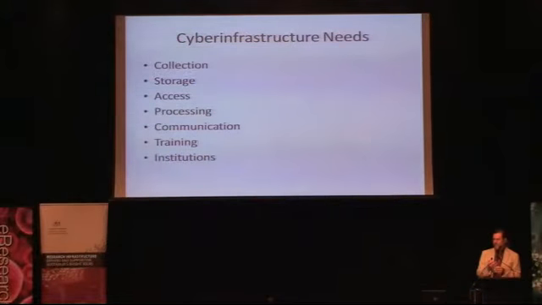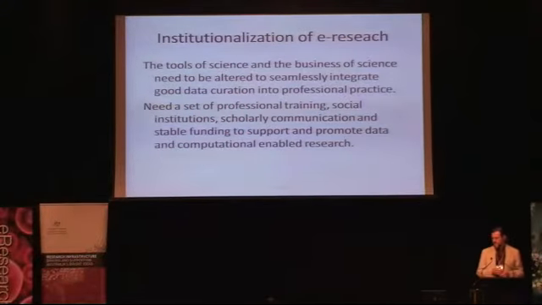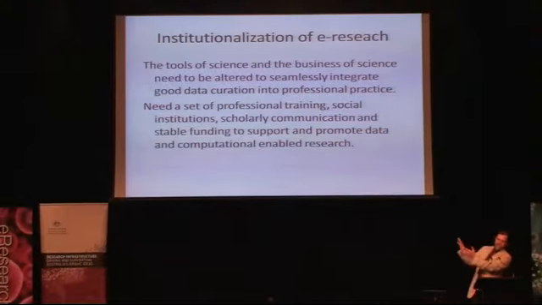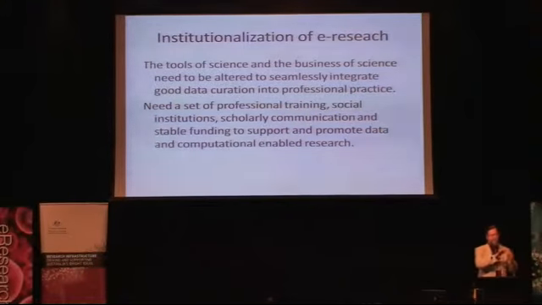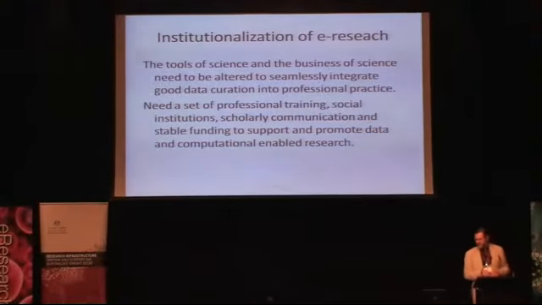So to solve some of these problems, we need cyber infrastructure support for data collection of small data sets, storage, access, processing, communication, training, and institutions. So just like we do for big data, we need all of those things for these distributed small data sets, or small science. So we have institutionalization of e-research. We started on the left-hand side of the curve. Now we should be migrating to the right-hand side of the curve.